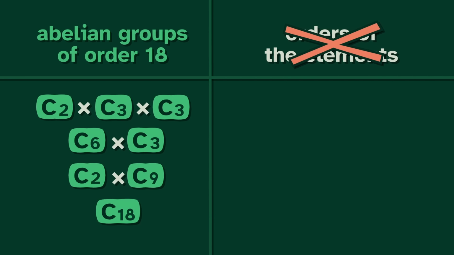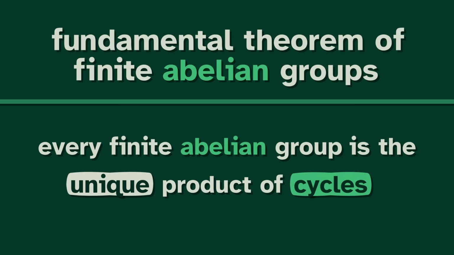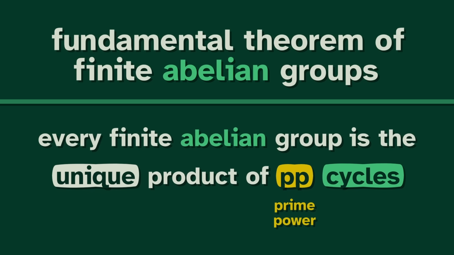We don't actually have to check the orders. Wait, what? It's time that I taught you the true funtofinag. Why didn't you just do that in the first place? Every finite Abelian group is the unique product of pp cycles. Which means prime power. Yeah, if you want to be boring.